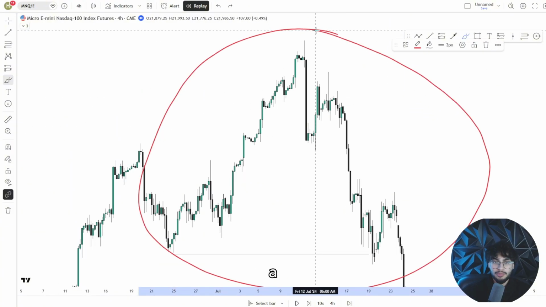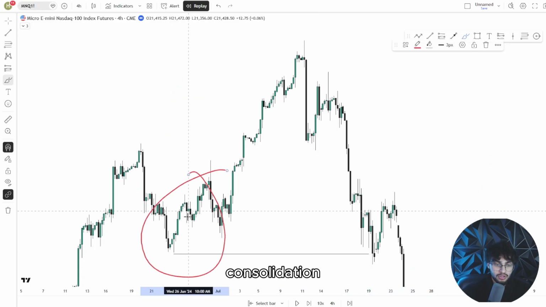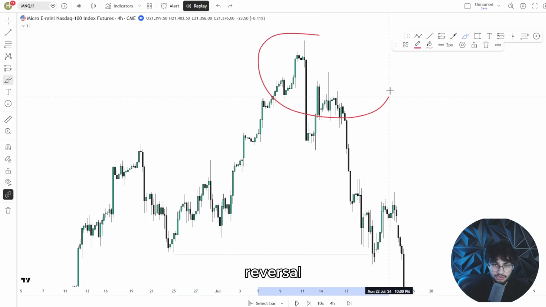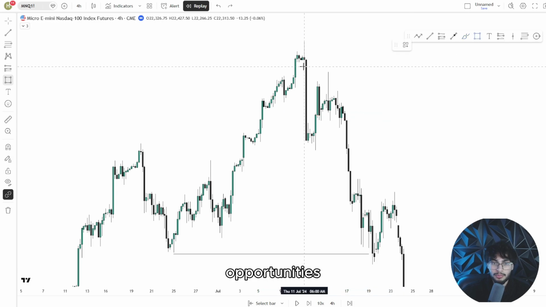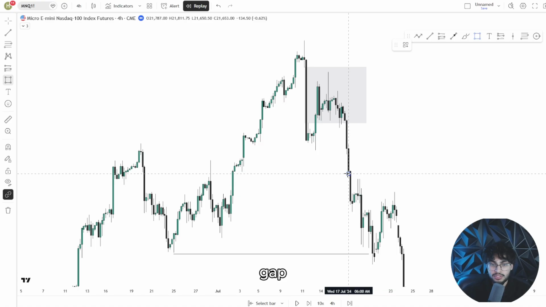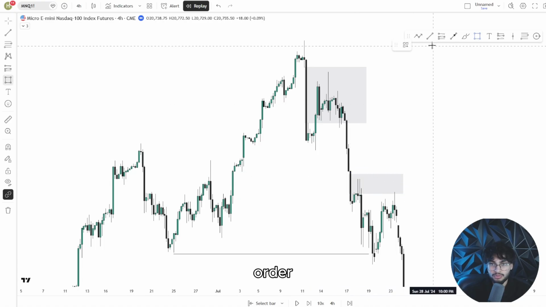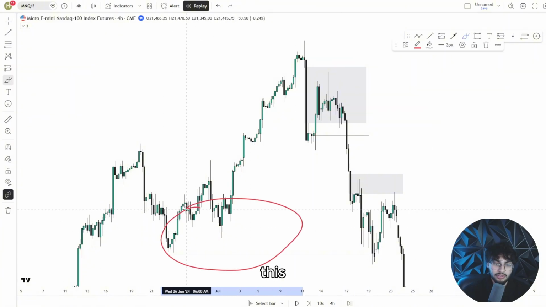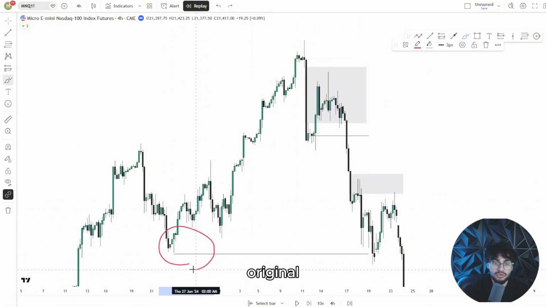And this is an example of a market maker model where we have the original consolidation at this low. We have a reversal area right here, and we get beautiful opportunities to actually enter in this gap. We have this beautiful gap here. We have this gap here. We have this order block right here, and there's so many opportunities to actually enter in this market maker model targeting the original consolidation low.